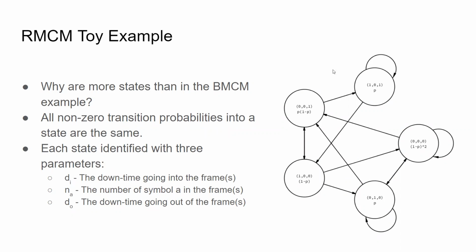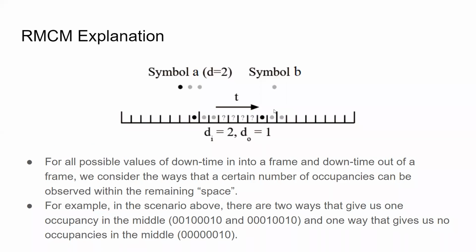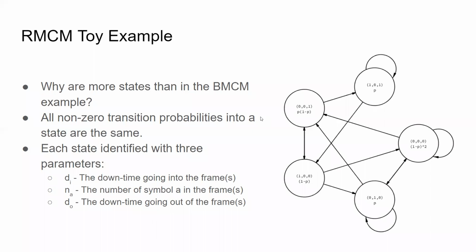And to see why we might want to do this, we can take a look at this other toy example for RMCM. You might notice right away that there are more states than in the case for BMCM. In BMCM, there were 3 states. Here, there are actually 5 states. The reason for that is because when we're creating the states in this way, the frame now no longer just represents what we see, but the state of the detector is also considered along with what we see in the frame.